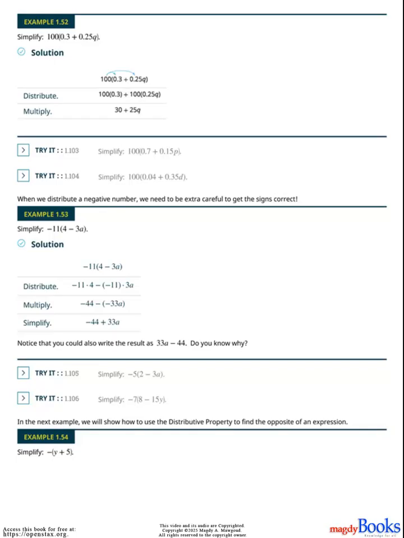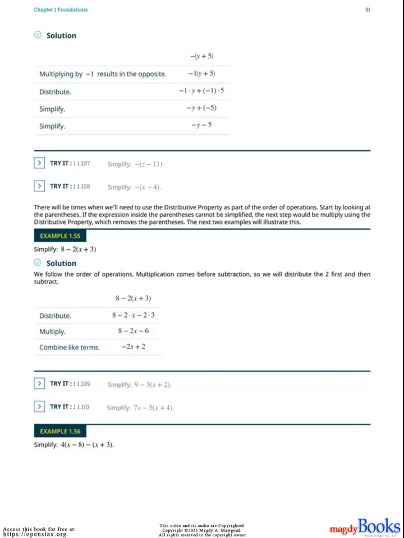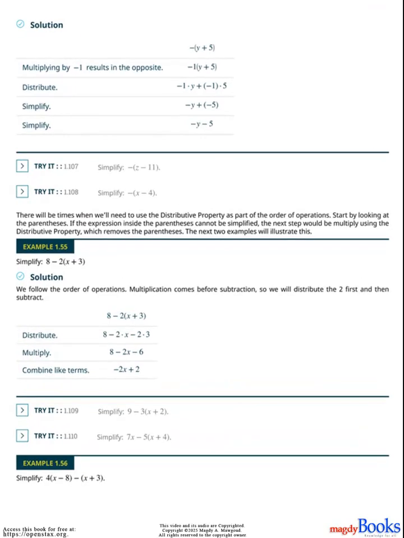In the next example, we will show how to use the distributive property to find the opposite of an expression. Example 1.54. Simplify negative (y plus 5). Solution. Negative (y plus 5). Multiplying by negative 1 results in the opposite.